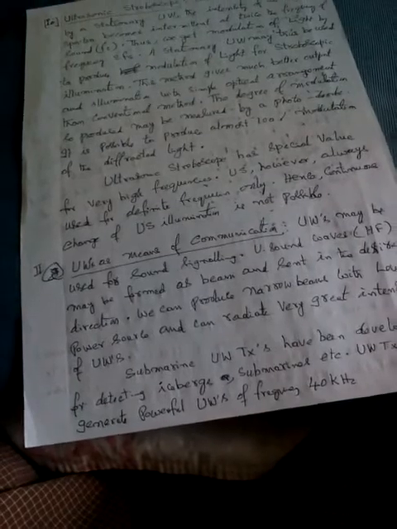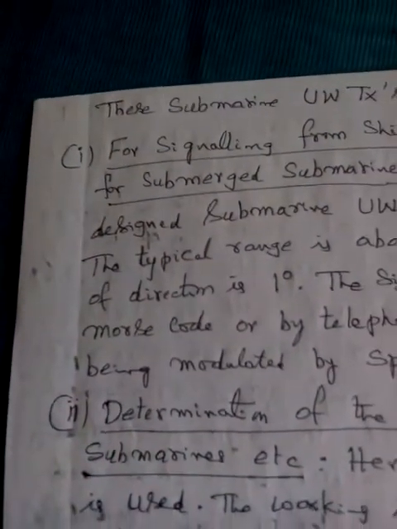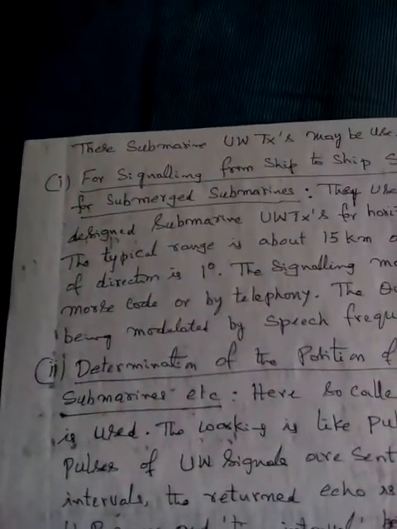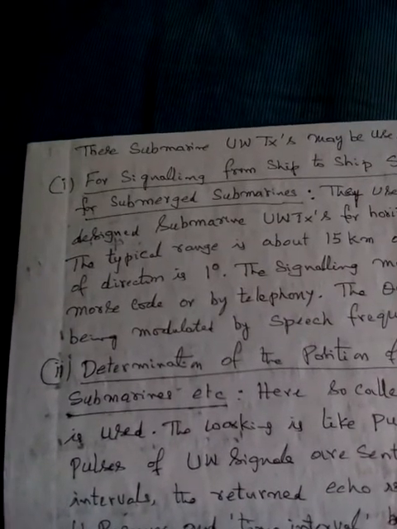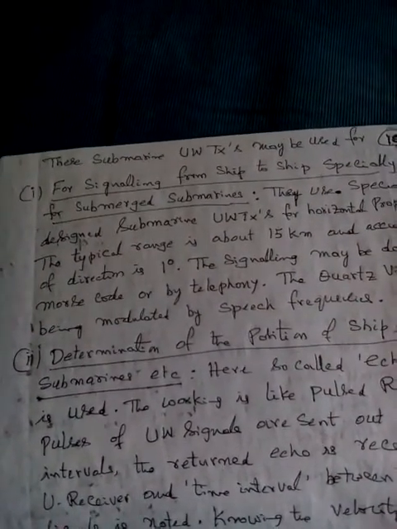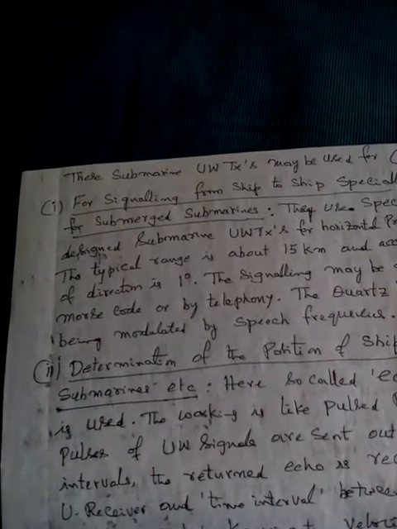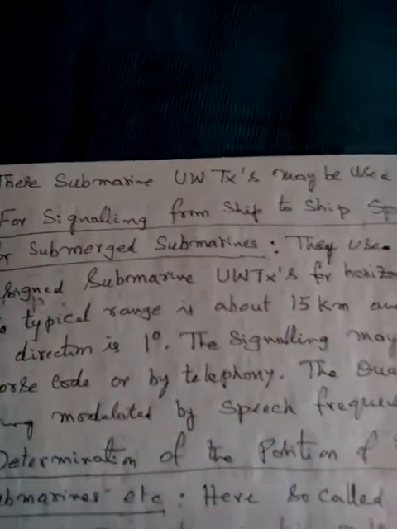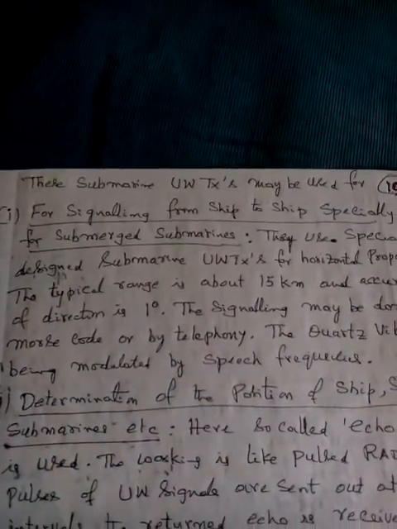It also gives a lot of communication: if a ship or a submarine is already there, we get communication. These submarine ultrasonic wave transmitters may be used, number one, for signaling from ship to ship, especially for submerged submarines.